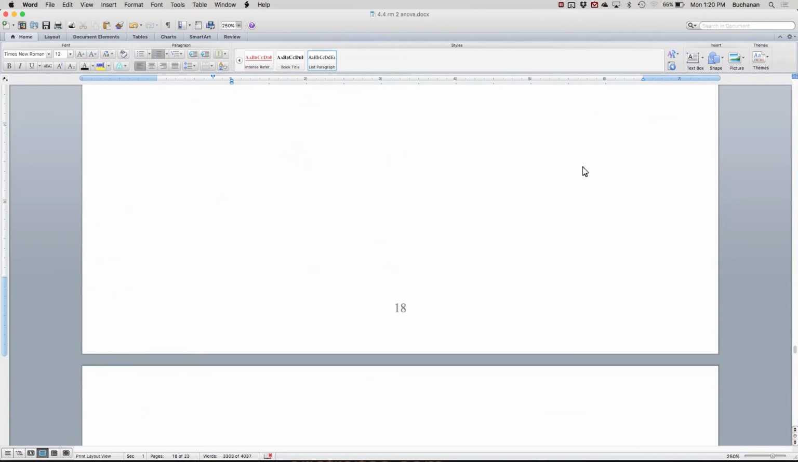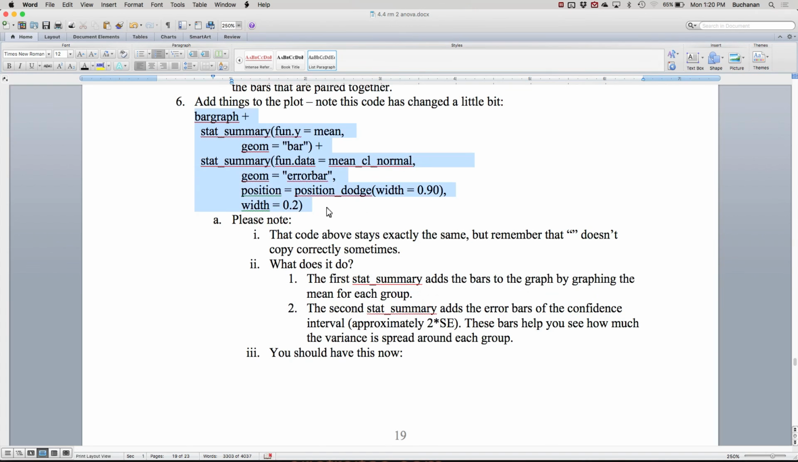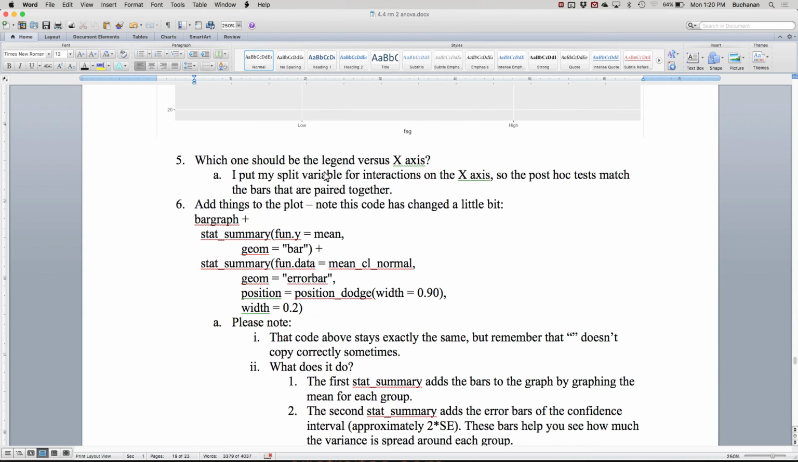Here's something else new. Did I fix it? Yeah, here. It doesn't look like it's changed much, but what we've done is taken out fill and color. On the last repeated measures graph, under stat summary, it said geom equals bar, and then it had fill equals white, color equals black, something like that. We took that out because if you have two fills, it gets confused. So we move the fill to somewhere else. The rest of this stayed the same.